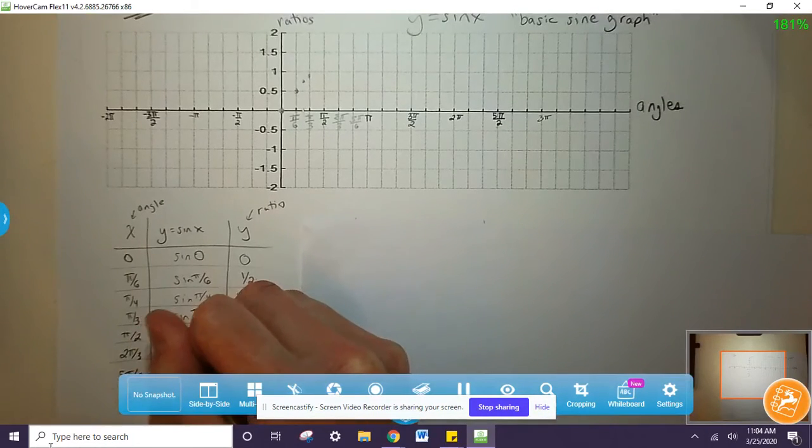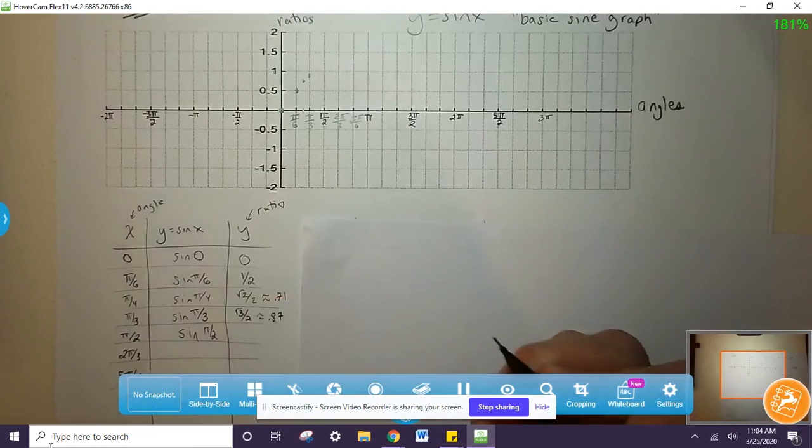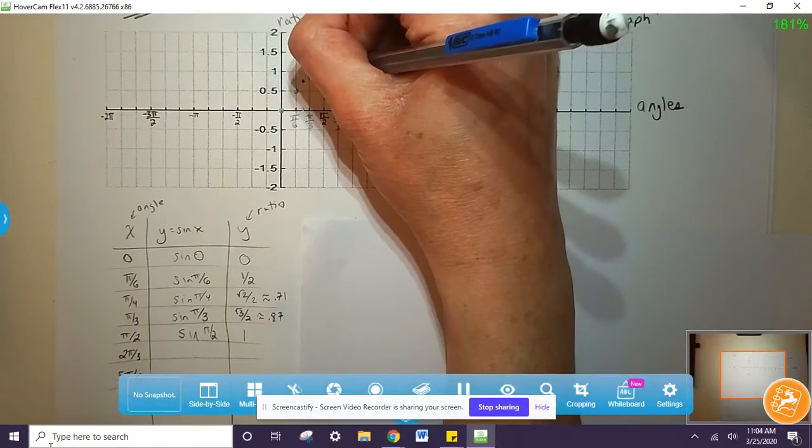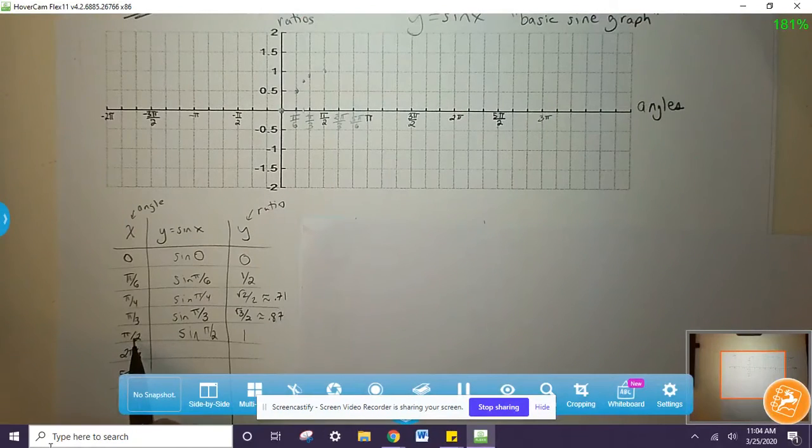Pi over 2 is next. The sine of pi over 2, look at your unit circle. Find the angle pi over 2 up there. The y-coordinate is 1. So I'm plotting the point pi over 2, 1.